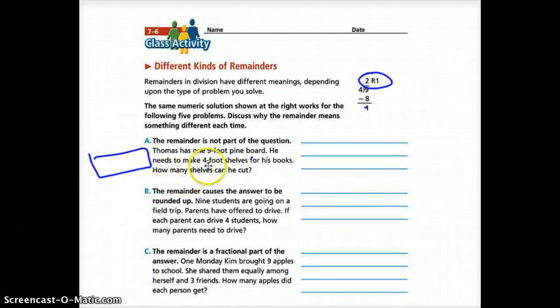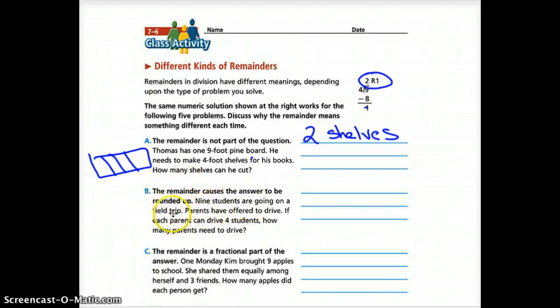It's a board. He needs to make 4-foot shelves from his boards. So he's going to have 4-foot shelves. How many shelves can he cut? Well, he can only cut 2 shelves, because if you have an extra 1 foot, that's no good for a shelf.